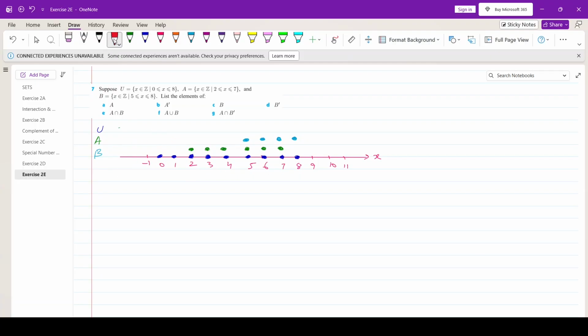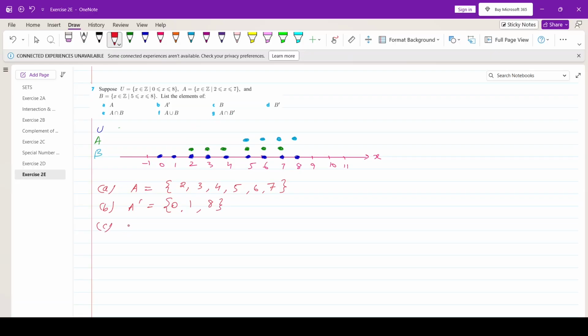Now the question is asking, list the elements of A. So A is a set 2, 3, 4, 5, 6 and 7. A complement will be all other elements of U apart from A. So that will be 0, 1 and 8.